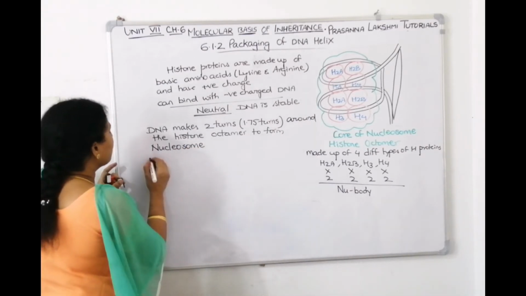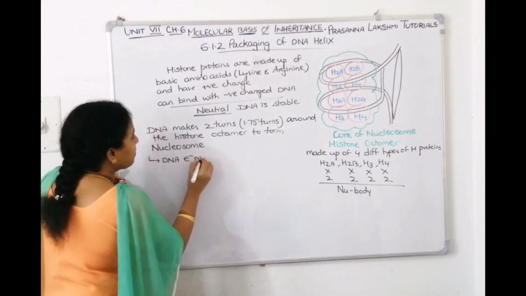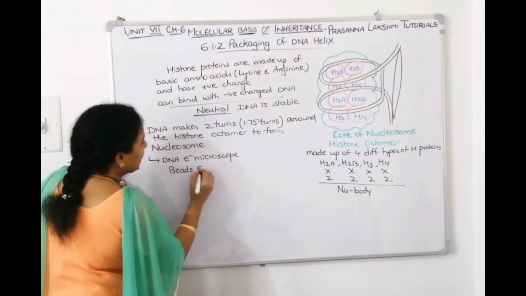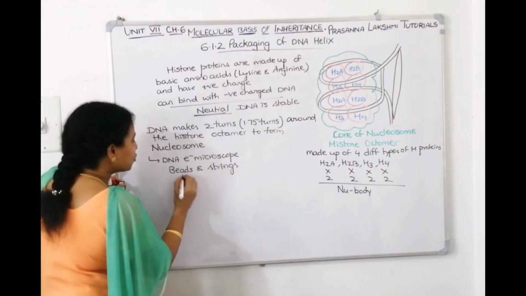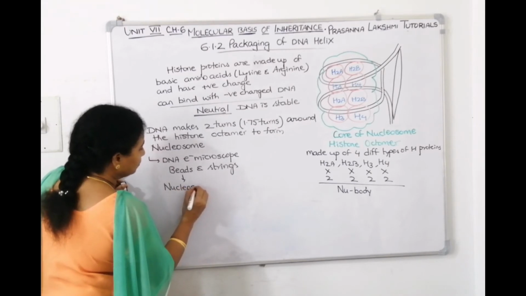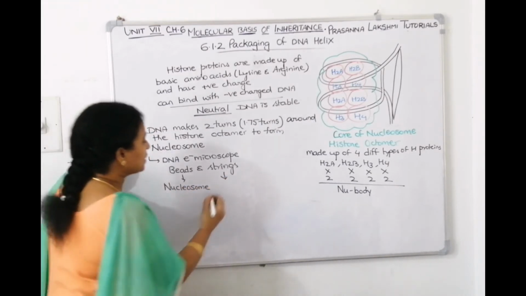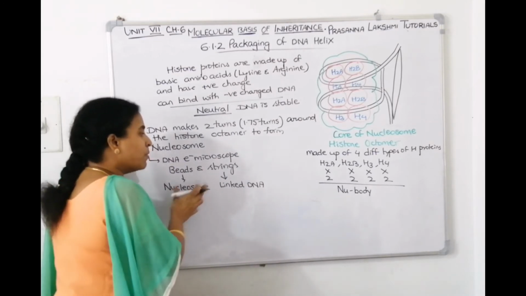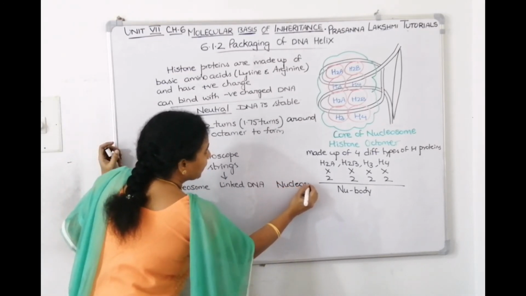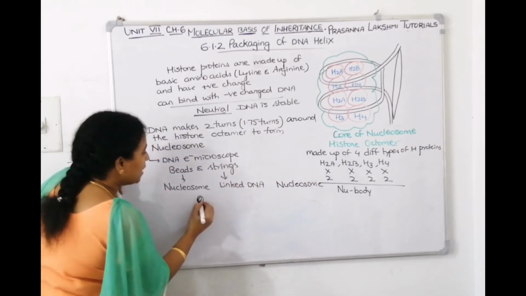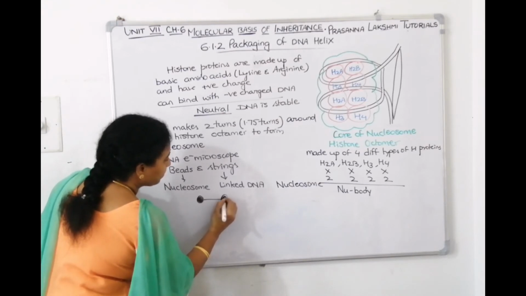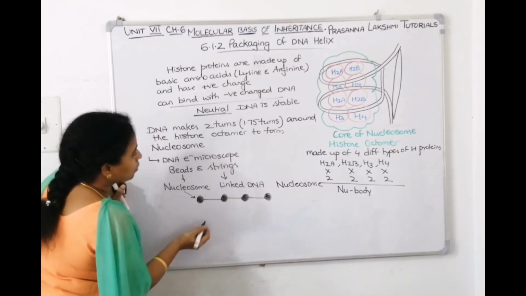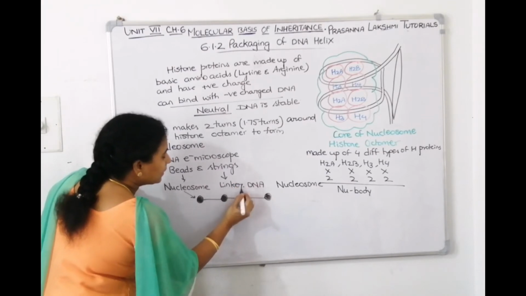So, nucleosomes, when we see the DNA under an electron microscope, we find beads and strings. Each bead represents one nucleosome and each string represents a linker DNA. Now, what is this linker DNA? One nucleosome is connected to the other nucleosome by the linker DNA. So, a bead and a string. The bead represents the nucleosome. The string represents the linker DNA.